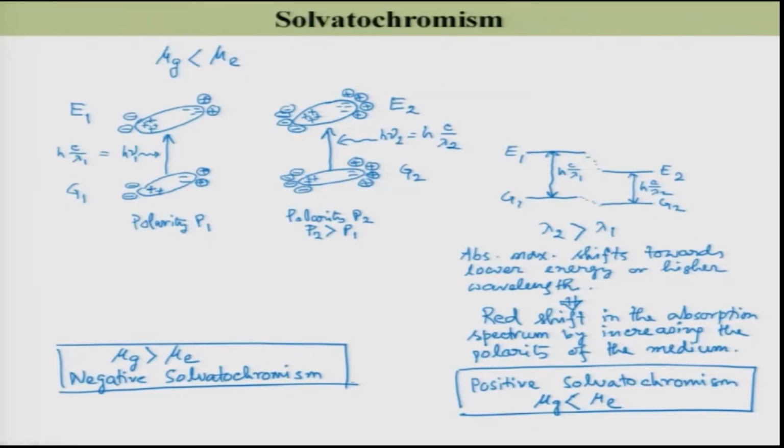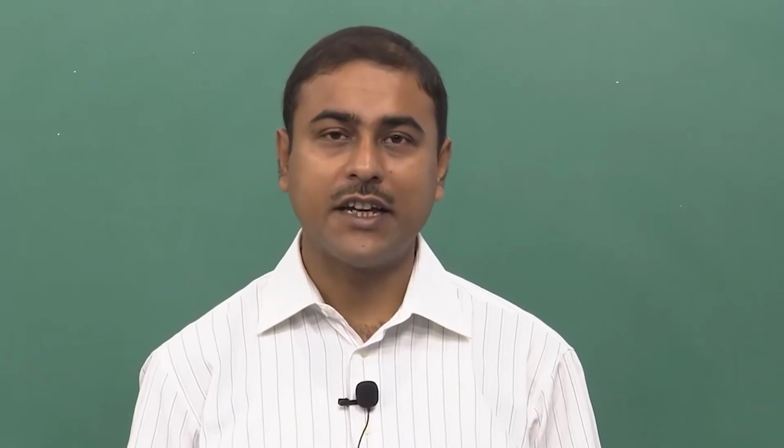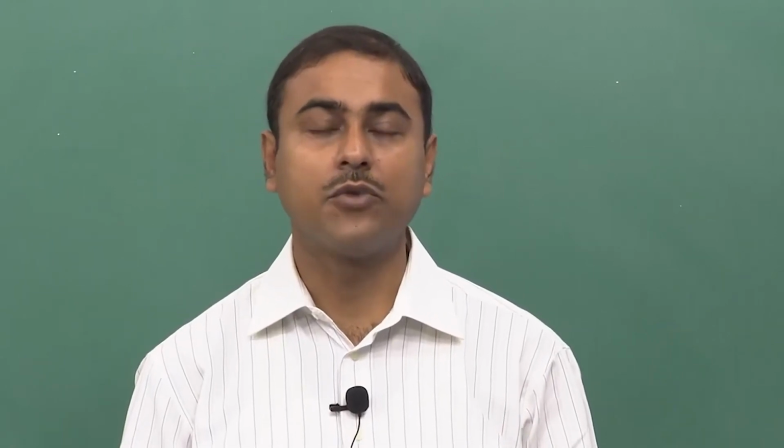One can generate a polarity scale, which has been done by Reichardt. This is a very well known polarity scale, known as the ETN polarity scale. What I want to say is the following: the absorption spectra change depending on the polarity of the medium. So, if I have a molecule where the shift in the absorption spectra is reasonably high, then by referring to the absorption spectra of that particular molecule, I can comment on the polarity of the medium.